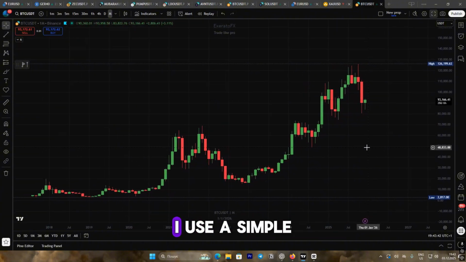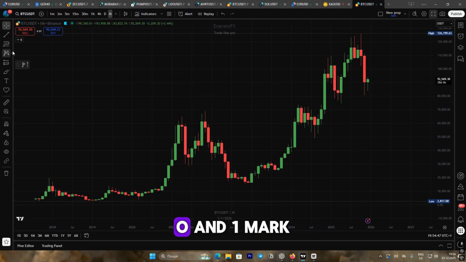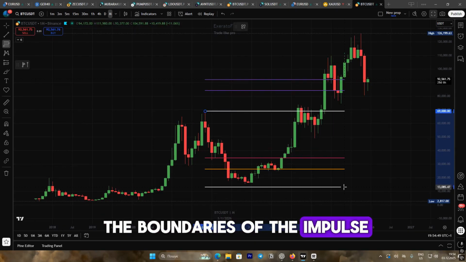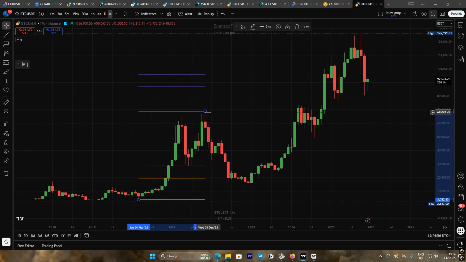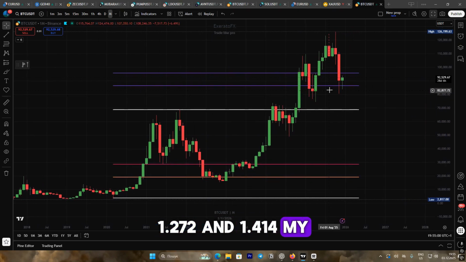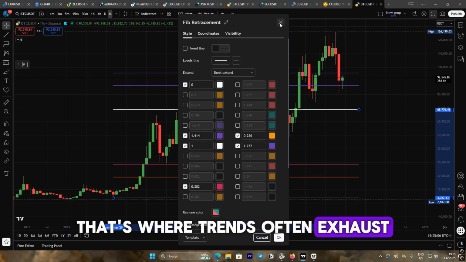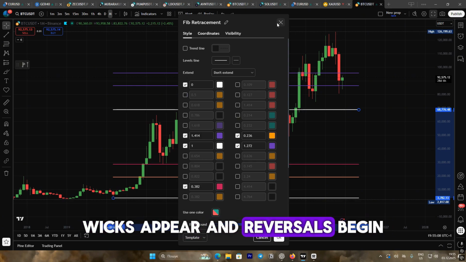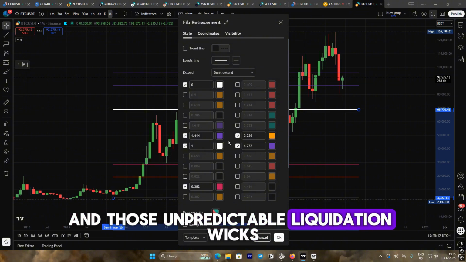Here's what I trade. I use a simple Fibonacci grid drawn on the impulse move. 0 and 1 mark the boundaries of the impulse. 0.236 and 0.382 are my entry zones. 1.272 and 1.414, my take profit zones. And the legendary 1.618, that's where trends often exhaust, wicks appear, and reversals begin, as long as we ignore news spikes and those unpredictable liquidation wicks.